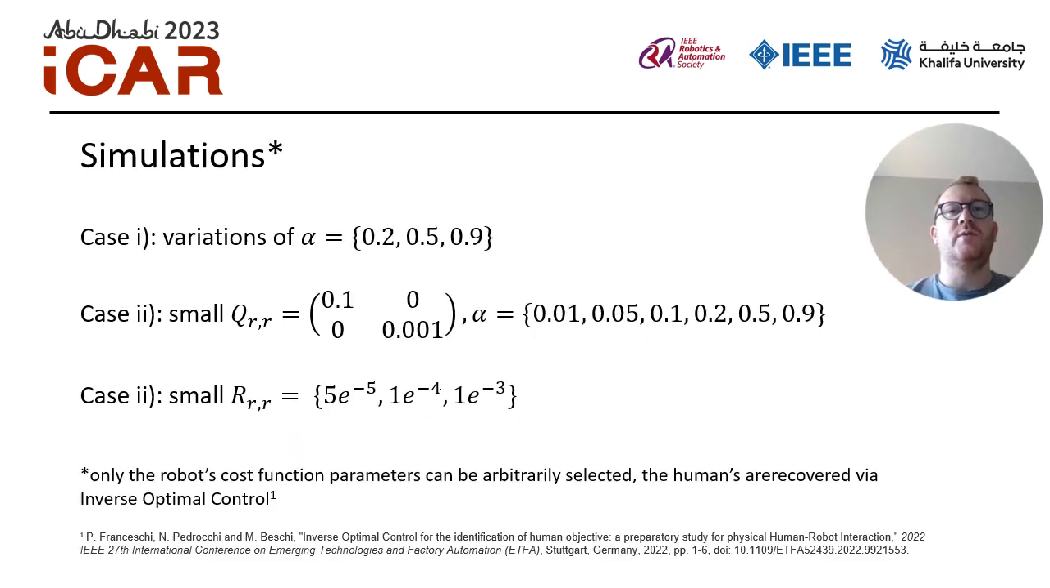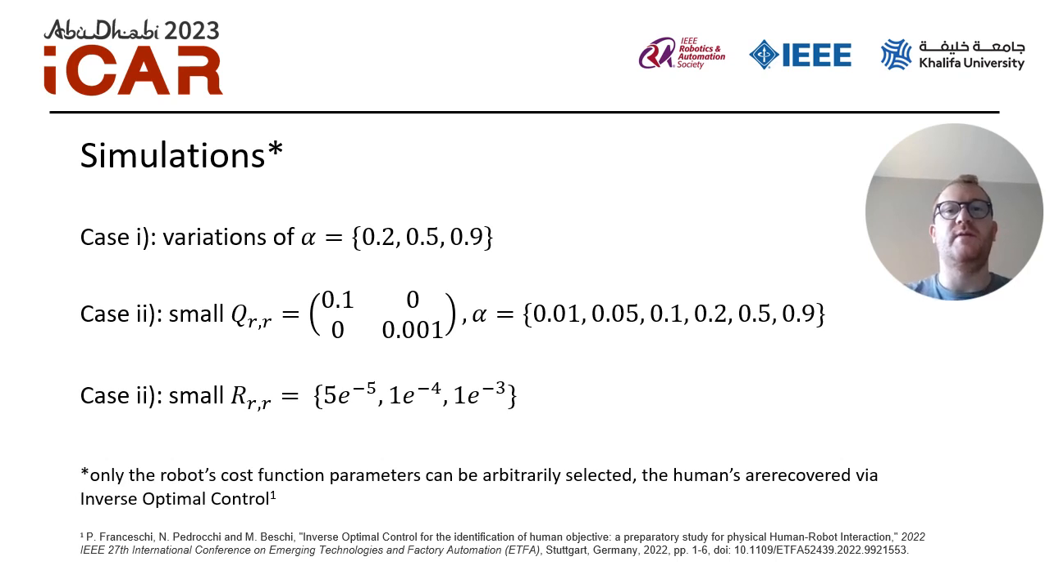To test the various models, we performed three sets of simulations, varying the parameters that can be selected. Indeed, not all the parameters can be selected. The human ones cannot be imposed, and they can only be recovered by experimental sessions. So we used inverse optimal control to recover the human weights on the cost functions. We performed simulations for three different cases.